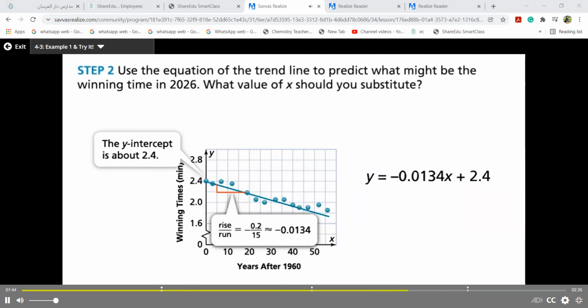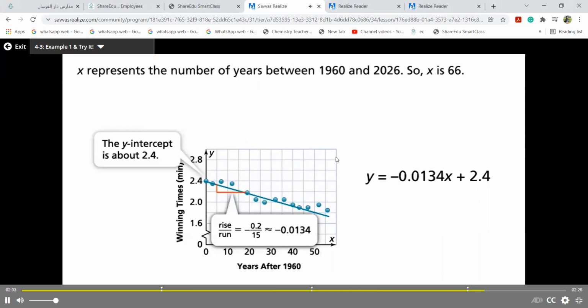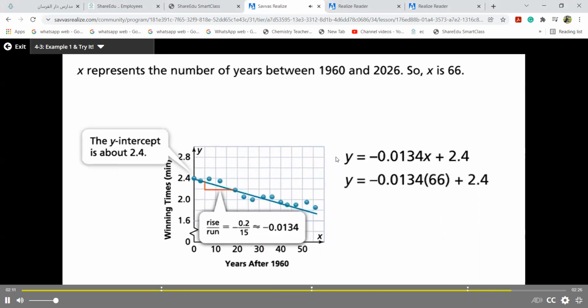Now you can use the equation of the trend line to predict what might be the winning time in 2026. To make this prediction, we need to figure out what value of x to substitute into the equation. What value should we use? Select your answer. X represents the number of years between 1960 and 2026, so x is 66. Substitute 66 for x. Multiply, then add.